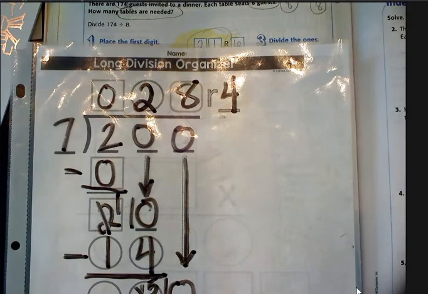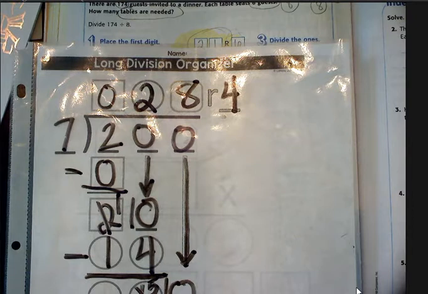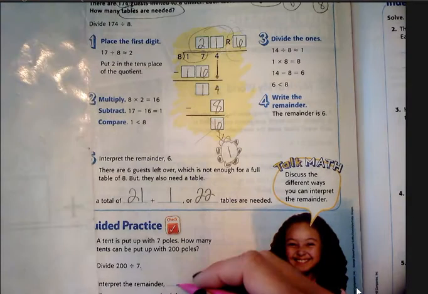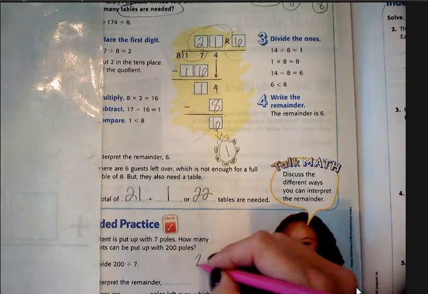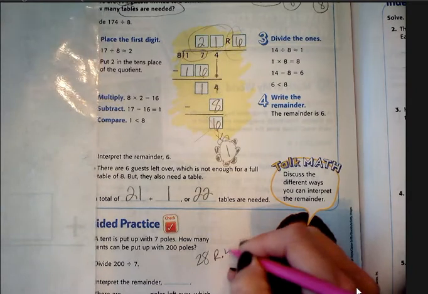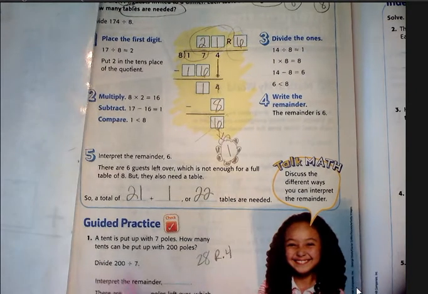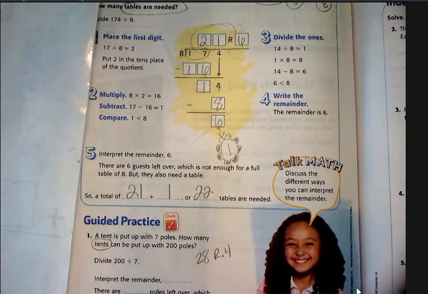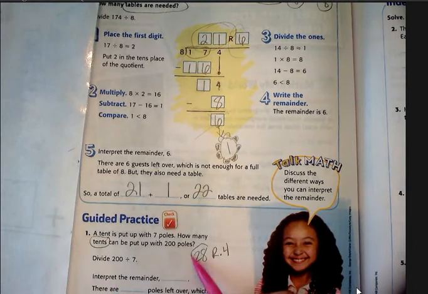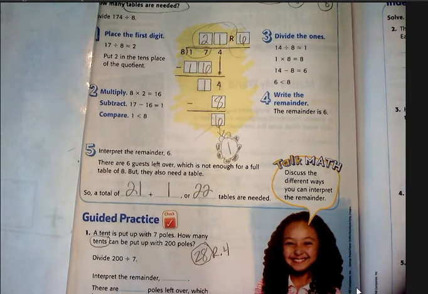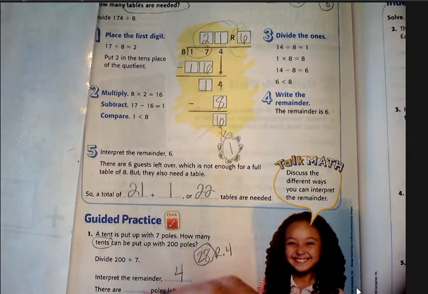So now that's the math part of it. So I know that there's 28, remainder 4. 28 what? We're talking about tents. How many tents can be put up? So I know that 28 tents. Well, our remainder is 4. There are 4 poles left over.